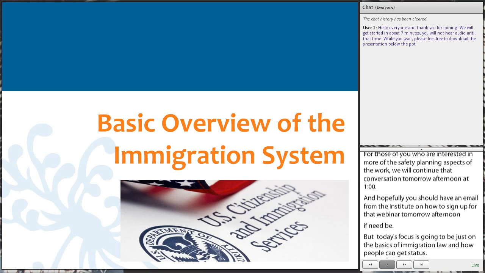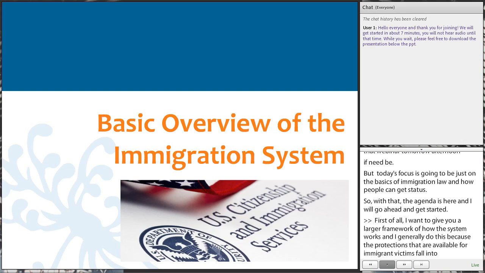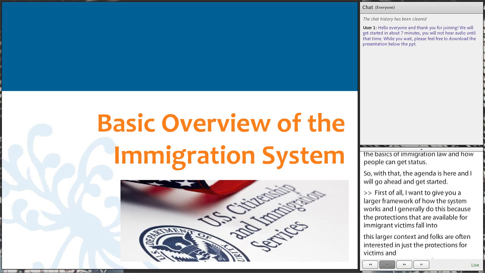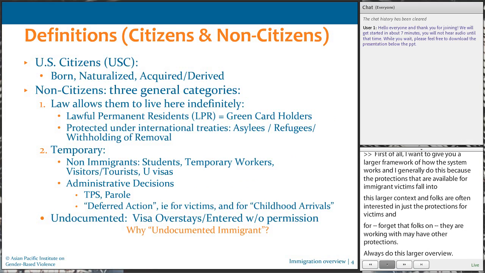First of all, I want to give you a larger framework of how the system works. I generally do this because the protections available for immigrant victims fall into this larger context, and folks are often really interested in just the protections for victims and forget that the folks they're working with may actually have other protections. So I always do this larger overview. I also start with some basic terms because I'm going to use a lot of jargon and acronyms, and I want to make sure everybody's on the same page when I use them.